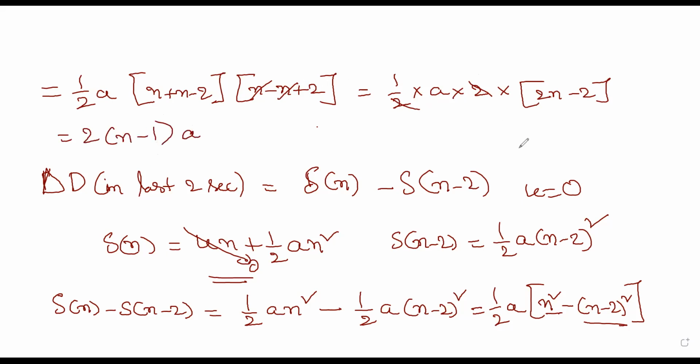But we know from the start that a is equal to v by n. Just substitute that over here. So 2 into v into n minus 1 divided by n. That's the required answer that we have.